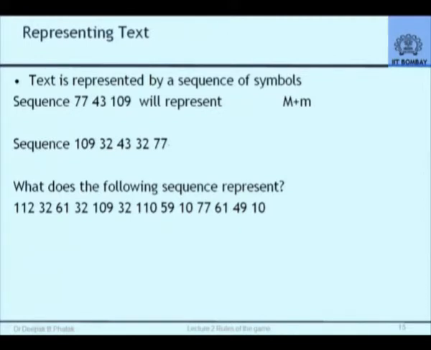109, 32, 43, 32, 77. Well, 109 is small m. 32 is blank space, so there is nothing here, blank space. Then 43 is plus. Then there is another blank space. And 77 happens to be capital M.